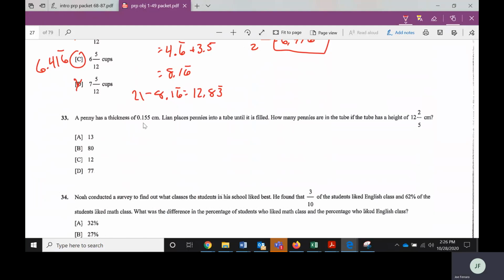33. A penny has a thickness of 0.155 centimeters. They place pennies in a tube until it's filled. How many pennies are in the tube? The tube has a height of 12 2/5. So what's happening is you have this tube, and each penny you put in there has a height. Pretend these are equal, and they go all the way up, and each one of those is 0.155. Now the whole thing from top to bottom is 12 2/5.